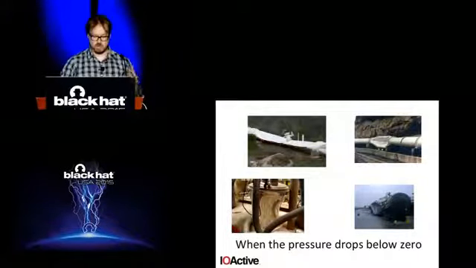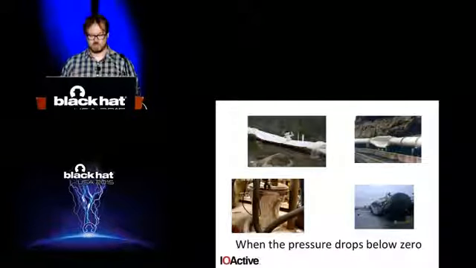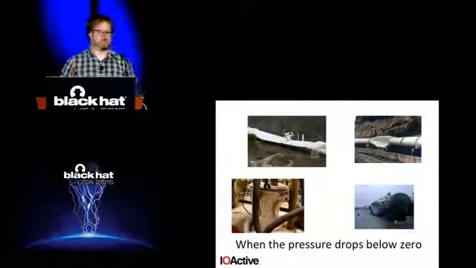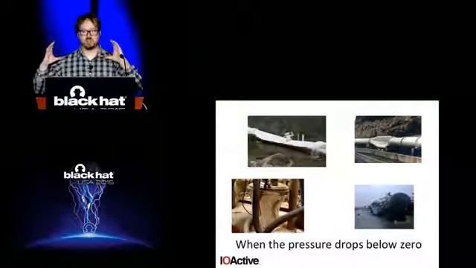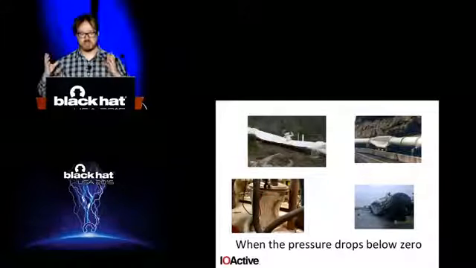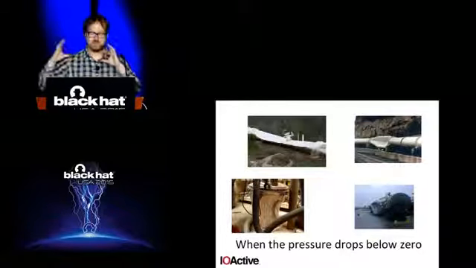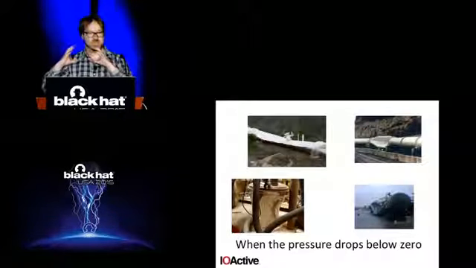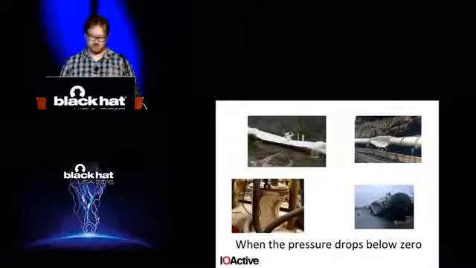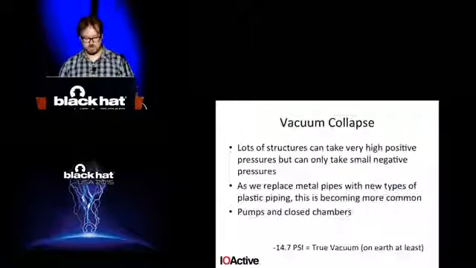So the last one I'm going to cover real quick, because I only have a few more minutes, is a vacuum collapse. So we tend to build lots of things that are round because it's really efficient. And round things take lots of positive pressure. But round things tend not to take negative pressures very well. So if you look here, we have lots of instances of where negative pressure has happened. Then once you get the negative pressure, just like here, eventually you get something to buckle on the side and everything collapses down. So you can get down to negative 14 psi.